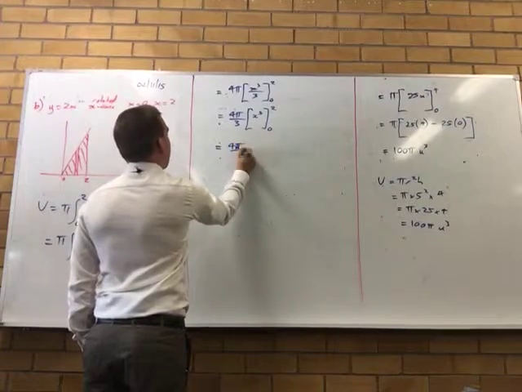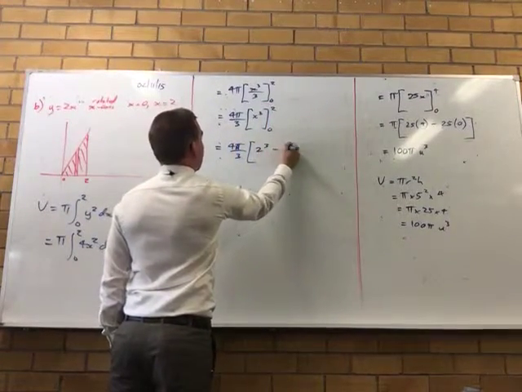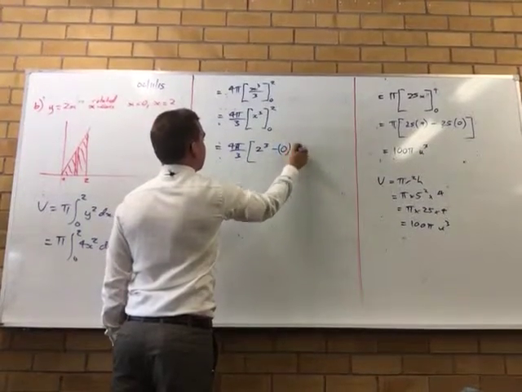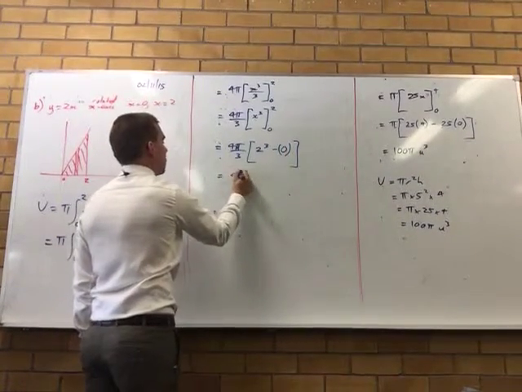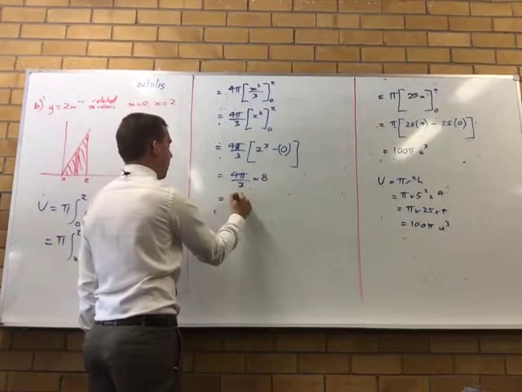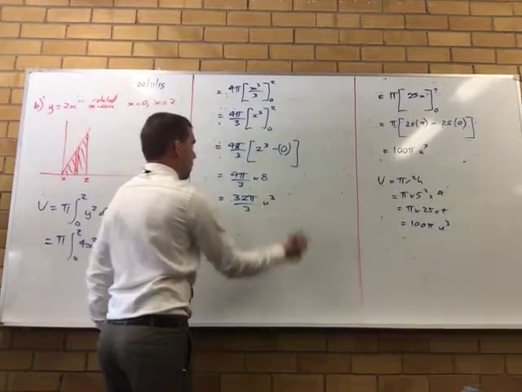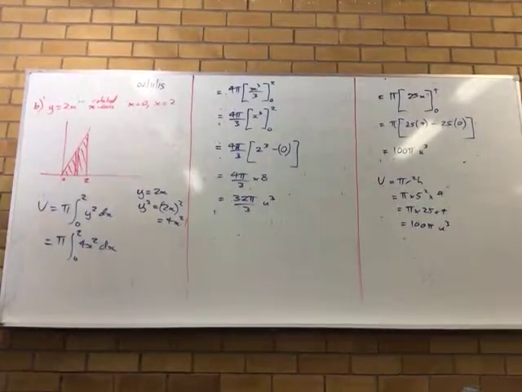So 4 pi on 3, we have 2 cubed and 0 cubed. So 4 pi over 3 times 8. So I have an answer of 32 pi on 3. So unless you're told to approximate, you're going to leave it in terms of pi.